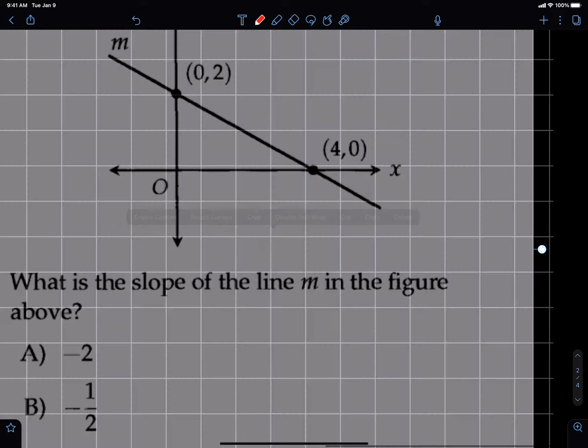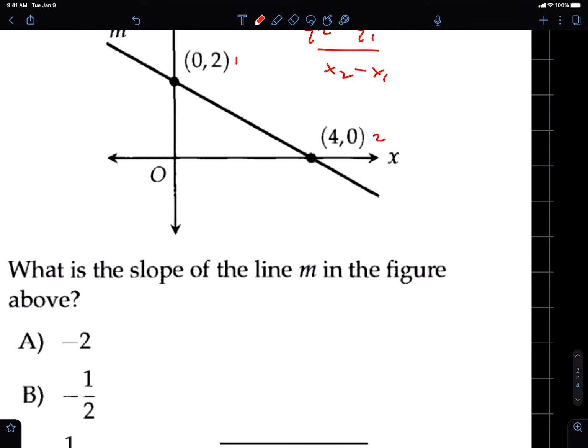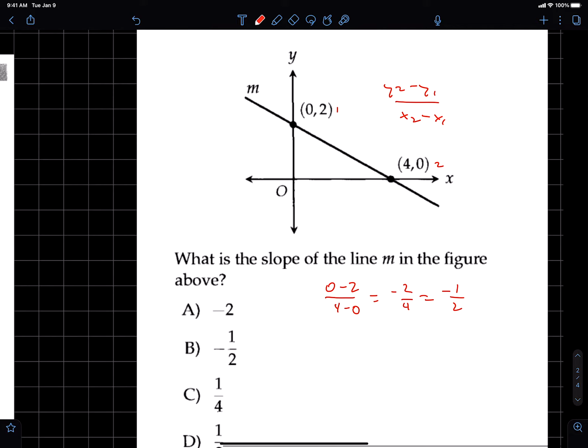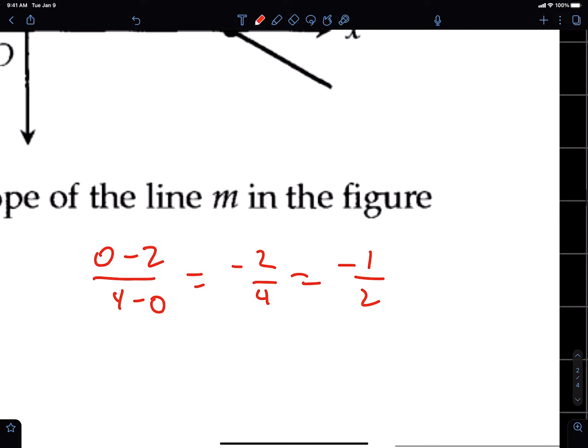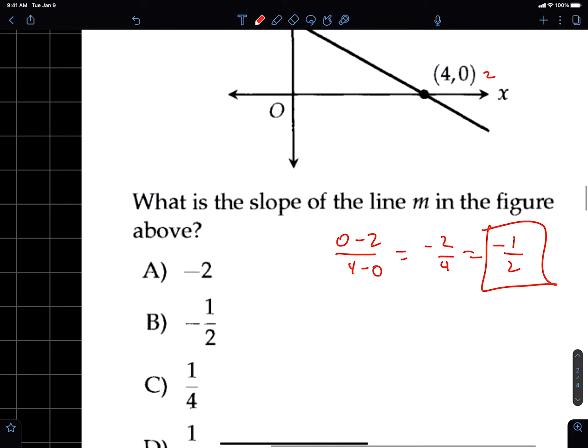So y2 is going to be 0. Oops, my bad. 0 minus 2 over 4 minus 0. This is going to be negative 2 over 4, or in other words, negative 1 half. Okay, so we just solved for our slope. Now let's look at which answer choice matches up with that.